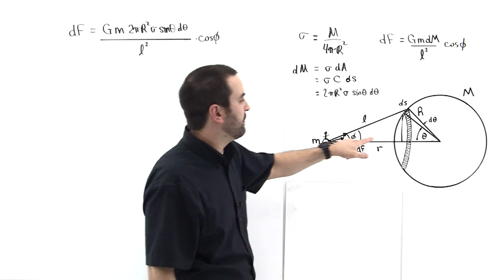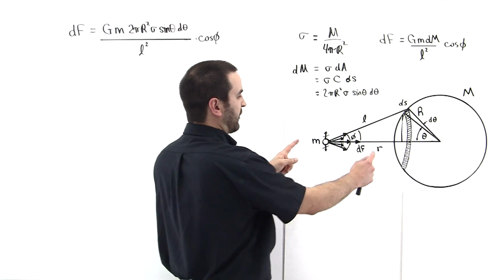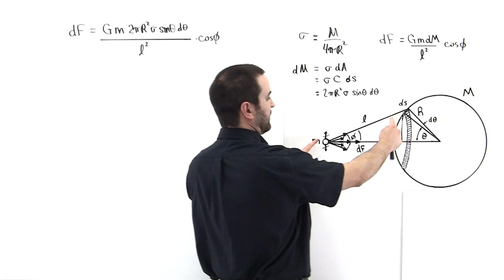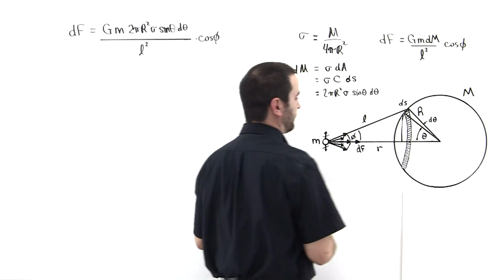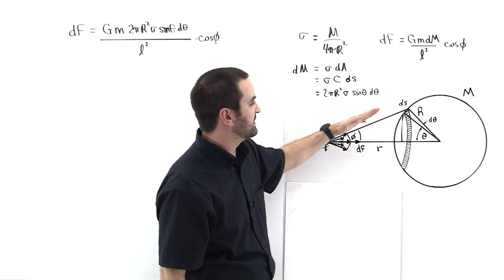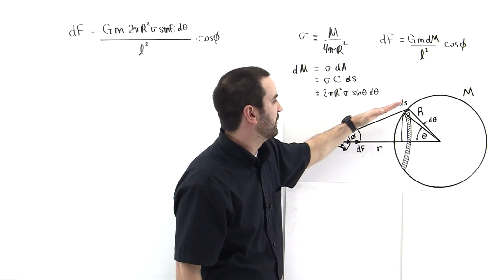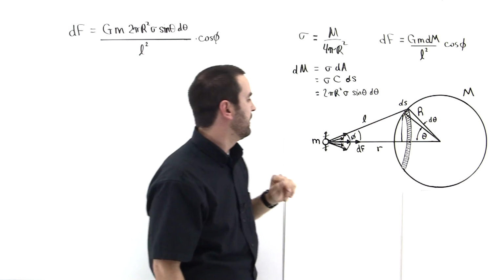We need to integrate from this point to this point here. So that's integrating from this distance to this distance. Notice that L is going to be changing as you move along this arc length here. L is getting bigger and bigger and bigger, right?